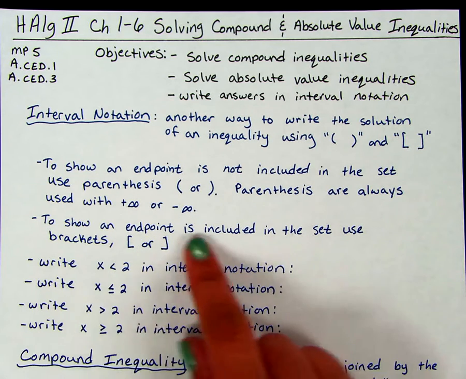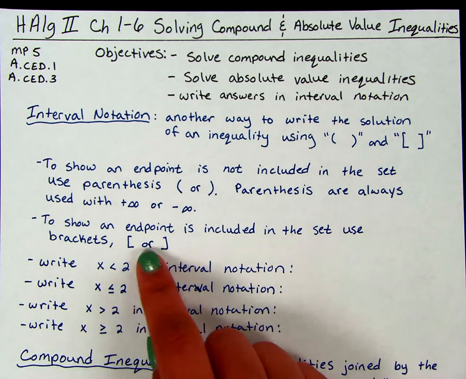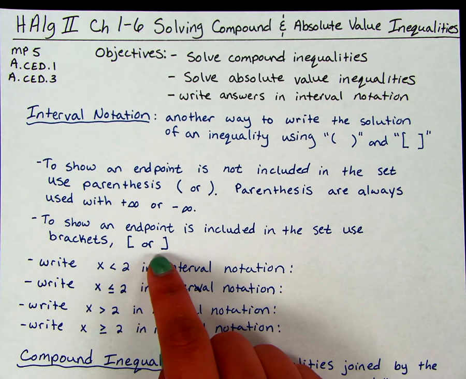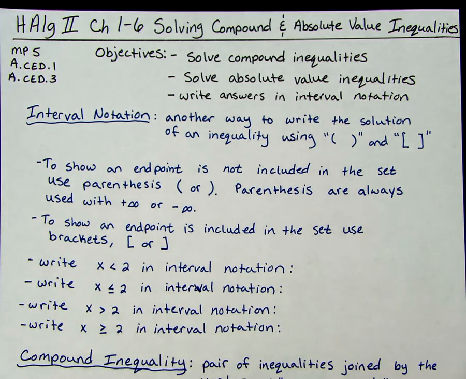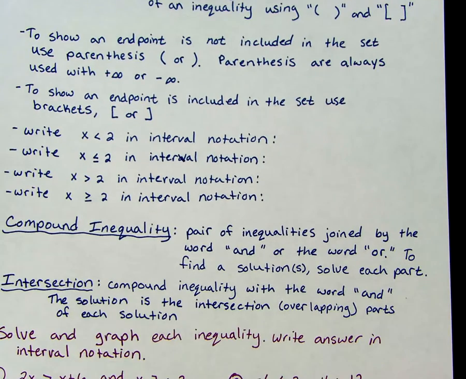To show an endpoint is included in the set, we're going to use brackets. Again, we could use both of these or just one. So now we're going to practice. I'm going to draw a number line, just to give us a little bit better idea of when to use positive and negative infinity.